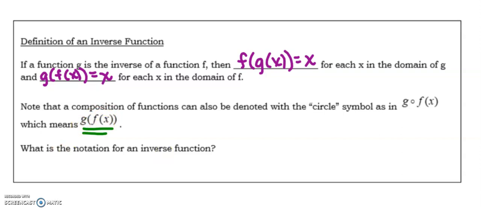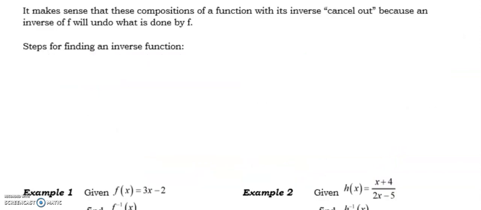So notation for an inverse: if something comes back as an inverse function, we write it as f inverse, or g inverse, or h inverse, with that little negative one. Be really careful, because sometimes that negative one looks like the prime sign for derivatives, so make sure you're careful between the two. All right, so inverses cancel out because an inverse of f will undo what is done by f.